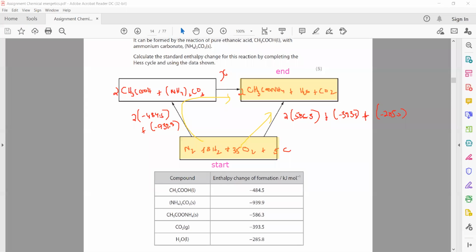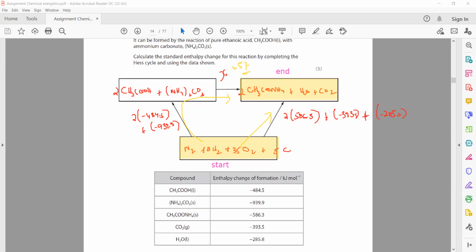So if I write the equation, 2 into minus 484.5 plus minus 393.9 plus x is equal to 2 into 586.3 minus 393 and minus 285. So this will give us the final answer as 57 kilojoule per mole, because all the values are in kilojoule per mole. So when we substitute the values, it will come out as 57 kilojoule per mole.